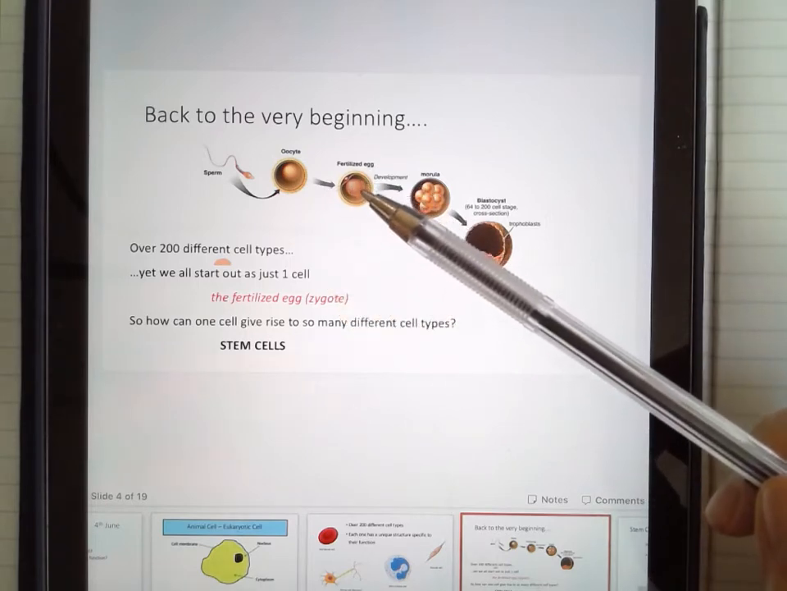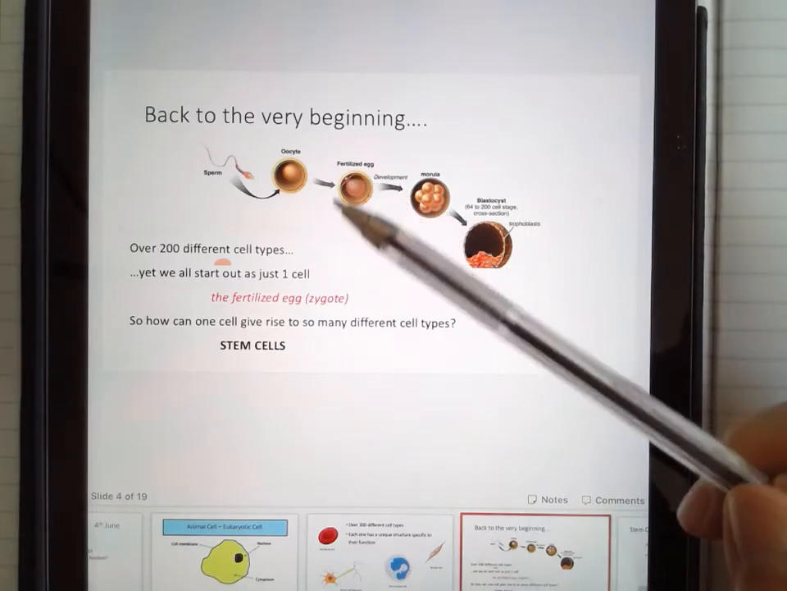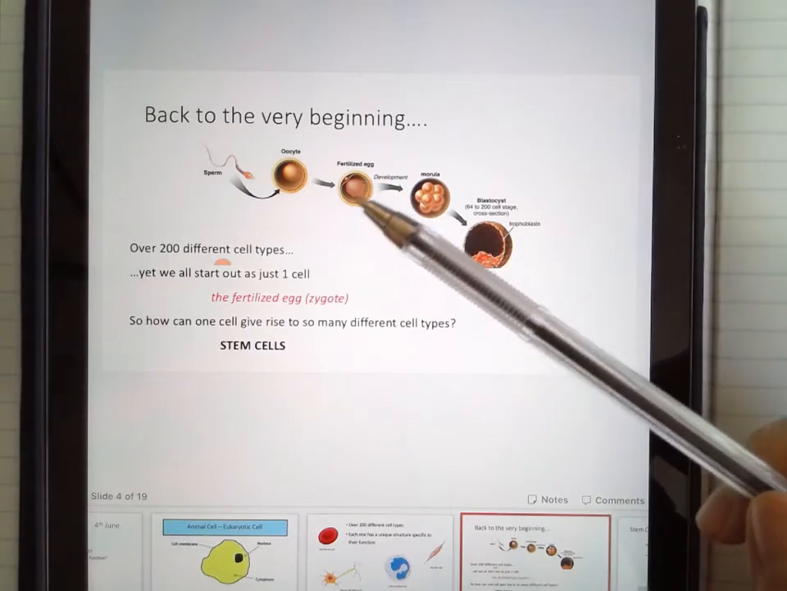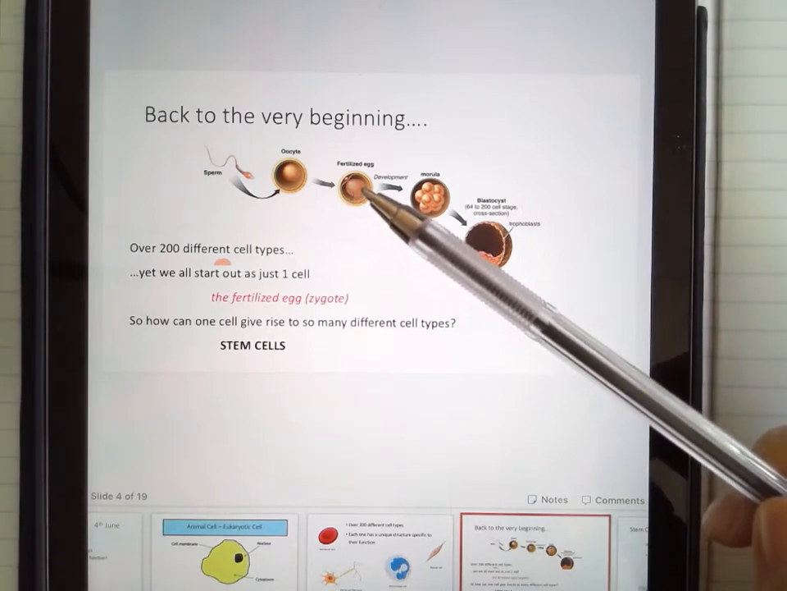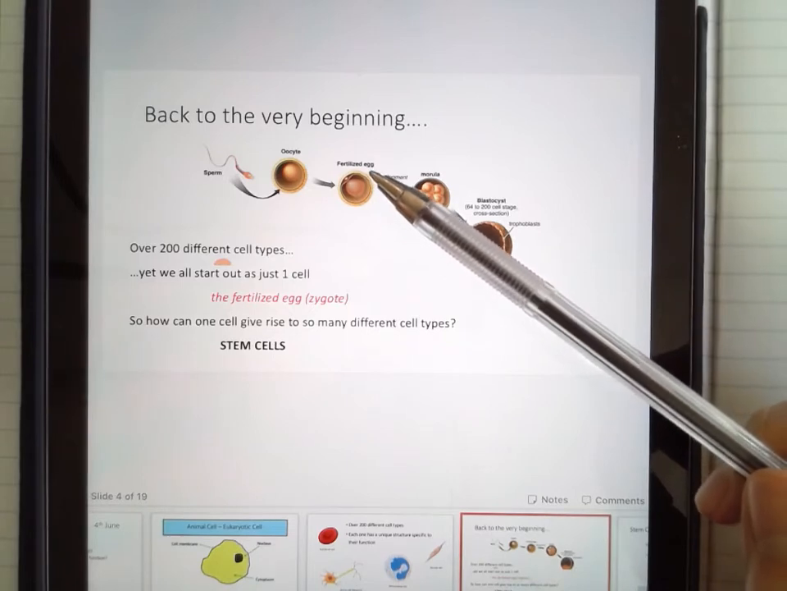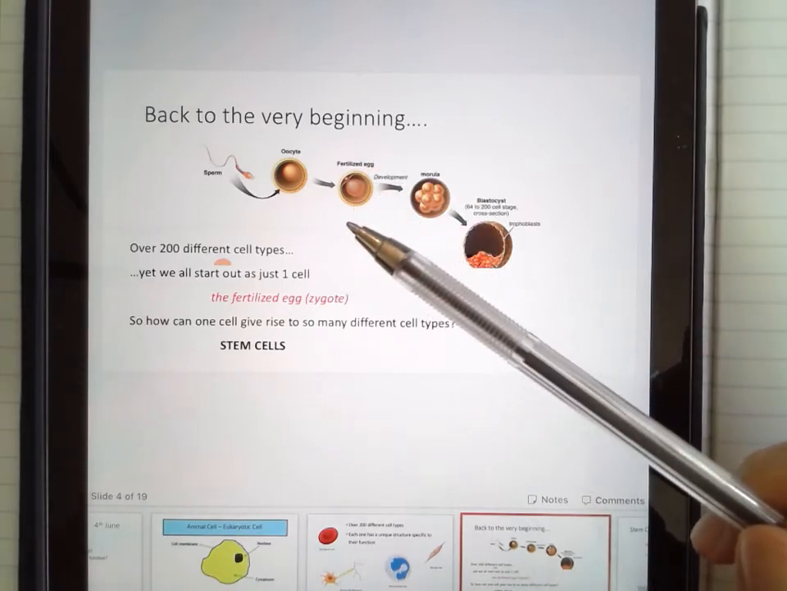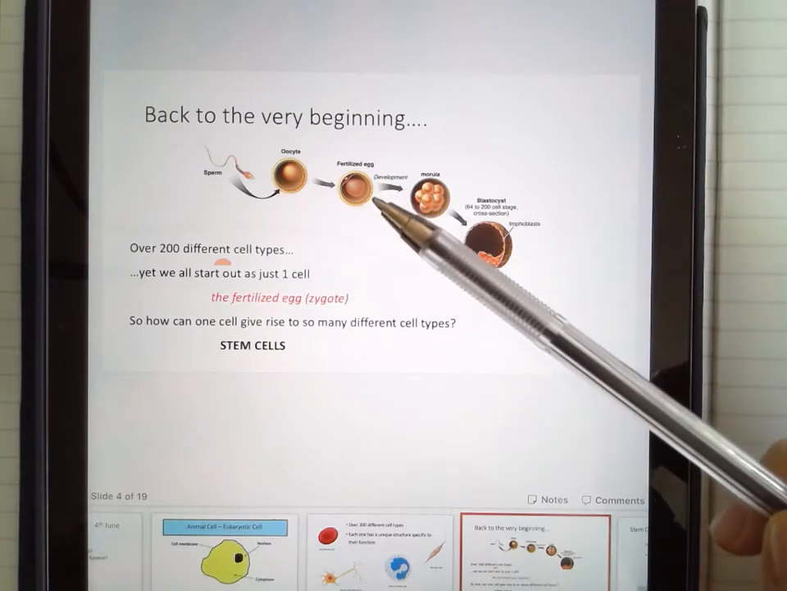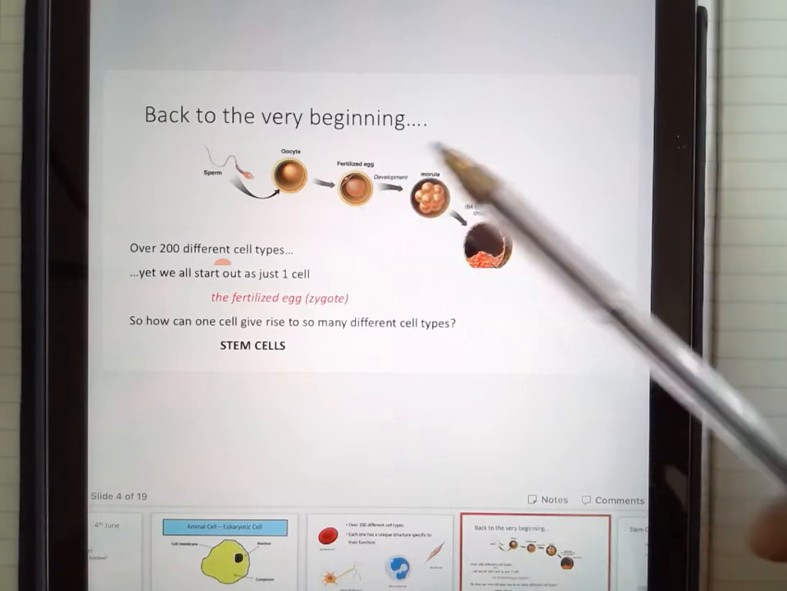So how can you get over 200 different cell types when every cell starts out from just one individual cell? How does this one individual cell become so many different cell types? Okay, and what will happen initially is this fertilized egg, which is just one cell, will split in two and it will become two cells. And then those two cells will split in two again, and two cells will become four cells. And then 4 becomes 8, and 8 becomes 16, and so on, and so on, and so on.